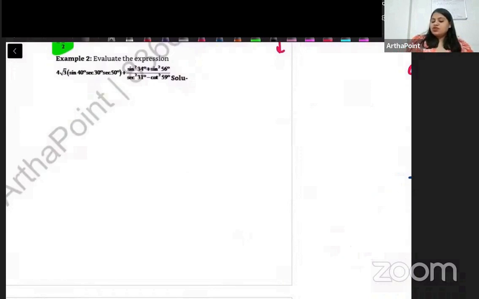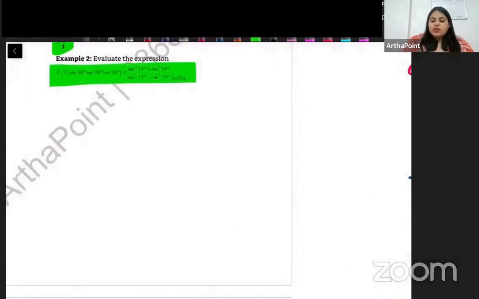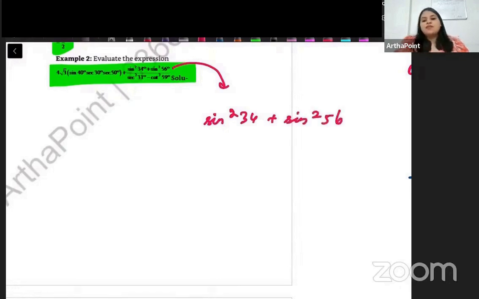I am leaving it to you. These are just using those same identities. So this is what you need to evaluate: 4 root 3 sin 40 sec 30 sec 50 over sin square 34 plus sin square 56. Look here, beta: sin square 34 plus sin square 56.